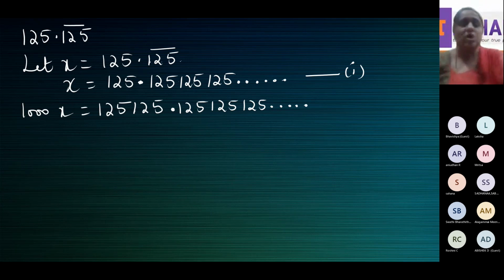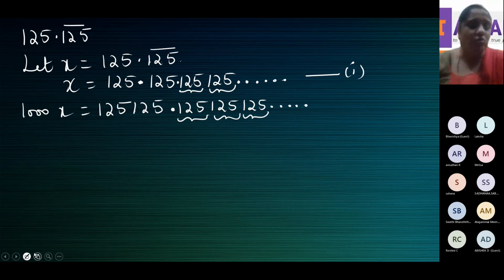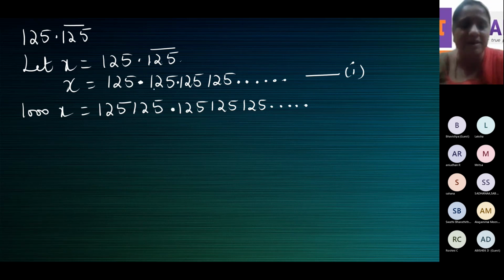It's not that if the decimal point comes here, there is only 2 set. There's only 2 set here. So why have you written 3 times? See, there are infinitely many 125s. There are infinitely many 125s. So what I am doing is, I'm going to write the same number of sets after the decimal point.